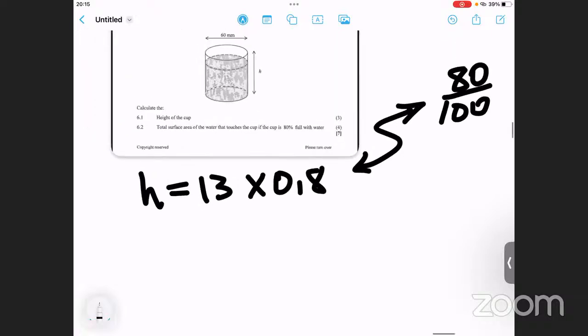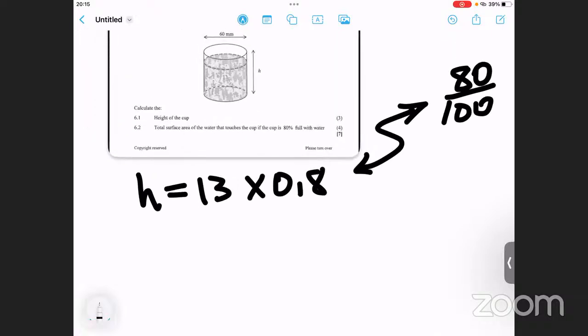Okay. So that means what you did there was to reduce that height from a full height to an 80% height.